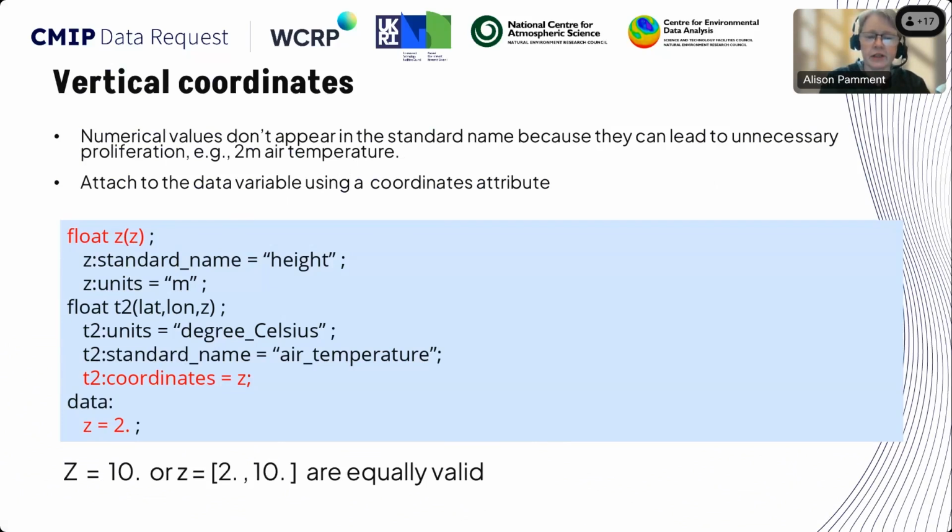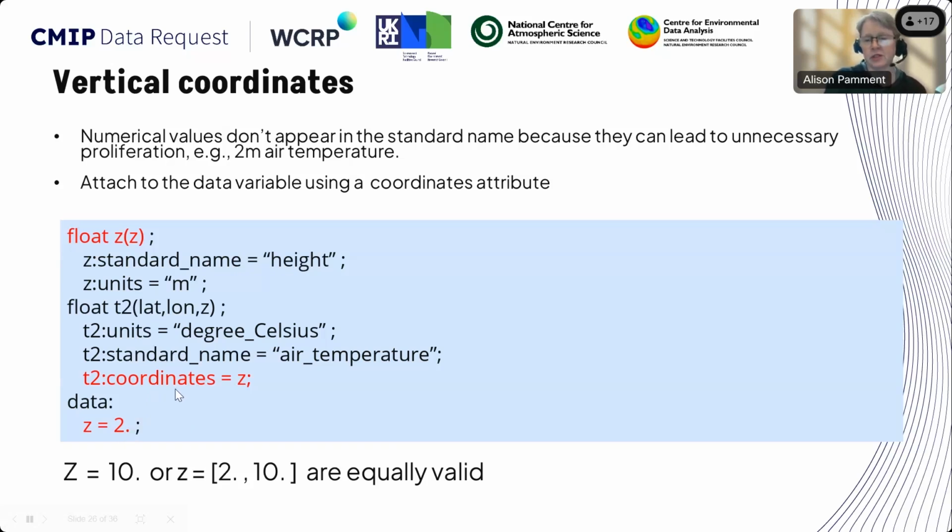So if you've got something like a 2-meter air temperature, we would just use the standard name air temperature. And then we would add an additional vertical coordinate with a standard name of height, and we would give that a value of 2. Okay, so this is using an additional CF metadata attribute rather than writing it as a 2-meter air temperature in the standard name.